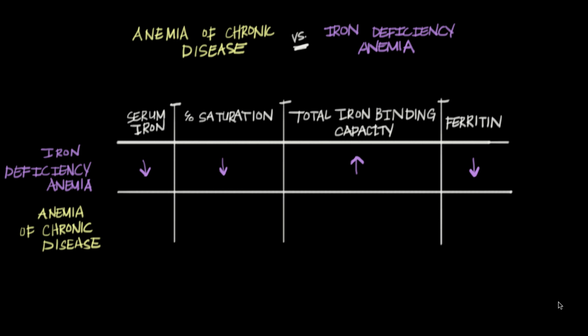Let's compare that with what you see in anemia of chronic disease. So just as an overview, once again, anemia of chronic disease is a disease where you have some underlying inflammatory condition. And as a result of it, you have an increased production of a molecule called hepcidin. And what hepcidin does is it, number one, decreases the absorption of iron from the gut. And it also decreases the recycling of iron from the breakdown of red blood cells.